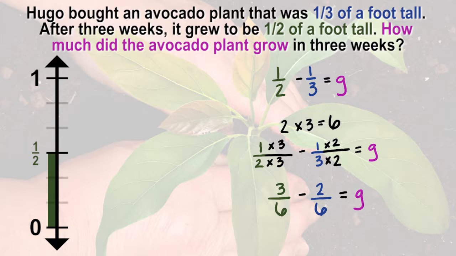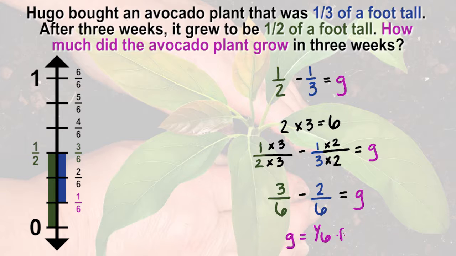On the number line, this will be modeled by partitioning the whole into 6. The total height of the 1/2 is now 3/6. The equation states to subtract or move down 2/6 spots. Jump back 2/6 spots to land on 1/6. The plant grew 1/6 of a foot in 3 weeks, or g equals 1/6 foot.